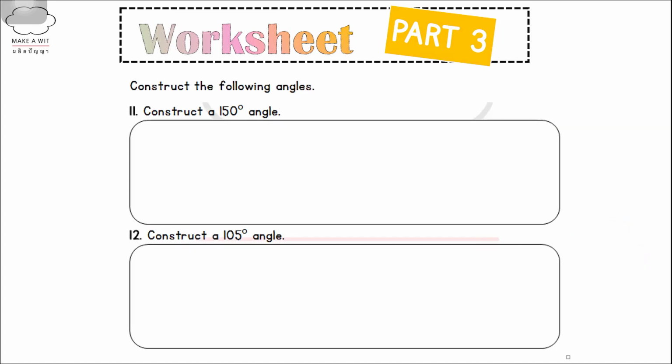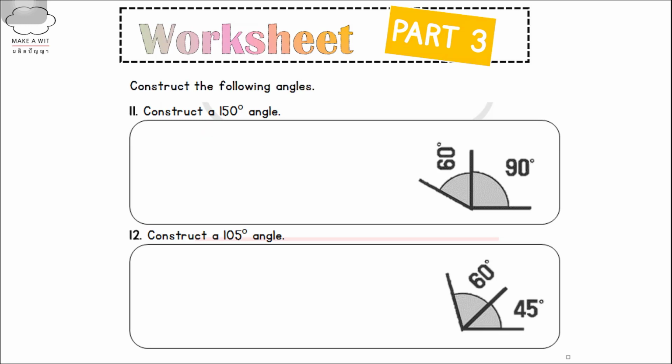And the last two: number 11, construct a 150 degrees angle, and number 12, construct a 105 degrees angle. So 90 and 60 plus together equal 150, and then 45 and 60. Alright, when you start from the vertex, when you have a new one, make sure that it will be your new adjacent side. Okay, continue from here, and then you have 60 degrees more.